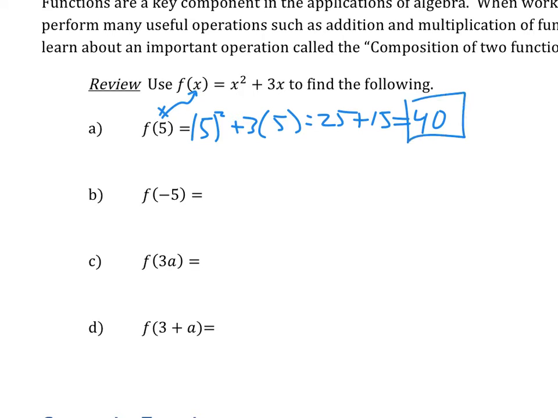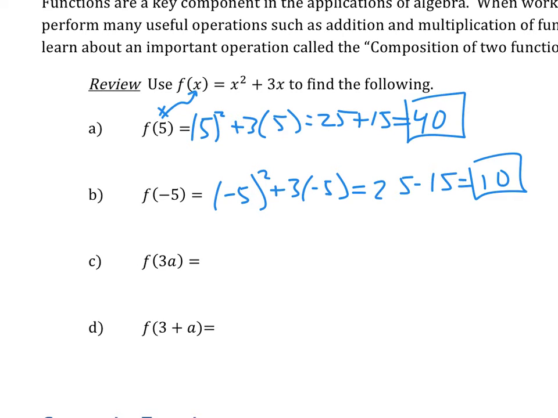All right? So not a problem when we got a positive number. Just plug it in. Same thing when we got a negative number. All right? 3 times negative 5. And that's going to be 25 minus 15 now. And that's going to be 10.